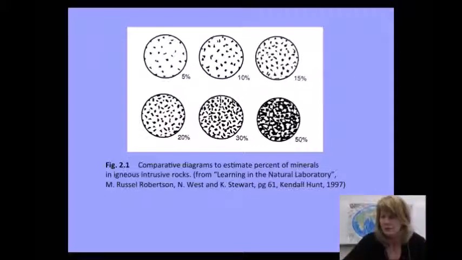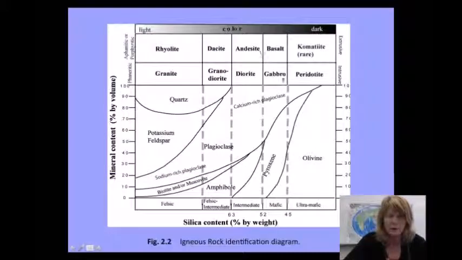So that's one example. When you're looking at these intrusive rocks with the large crystals, try to identify one or two of the minerals at least and get a rough idea what percentage of the rock they make up. And then the diagrams will help you to identify the rock. This is one of the diagrams that's very important in identifying rocks, and it looks kind of complicated when you first look at it, but if you take the time to understand what it means, it'll be very helpful in identifying the rocks. So let's start up here at the top.